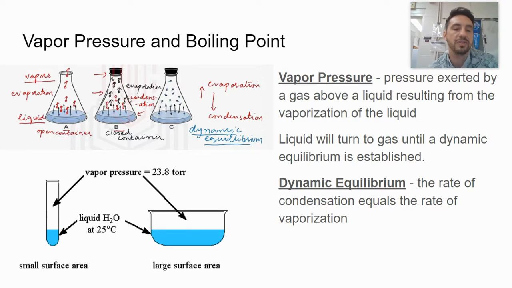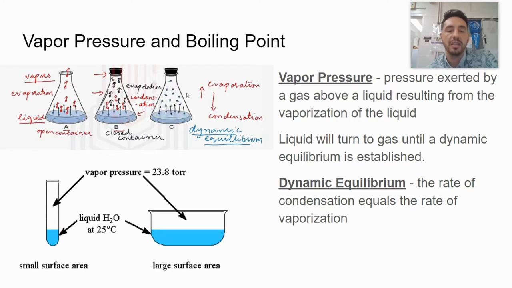Now in a closed container, the particles will evaporate, and they'll keep evaporating until they reach the vapor pressure of that liquid. Every liquid has a different vapor pressure. Once it reaches that vapor pressure, it's not going to stop evaporating. What's actually going to happen is it's going to evaporate, and then some of it's going to condense. For every particle that evaporates, one will condense. One evaporates, one condenses.